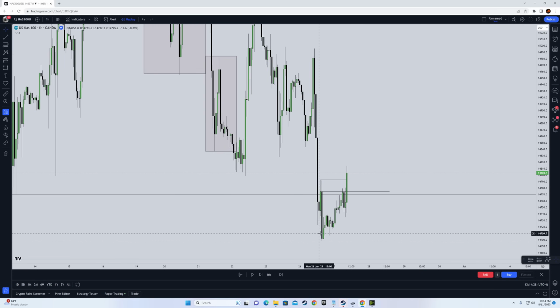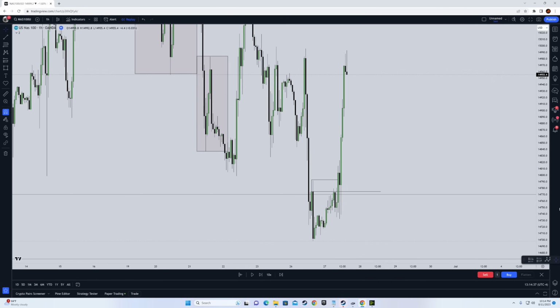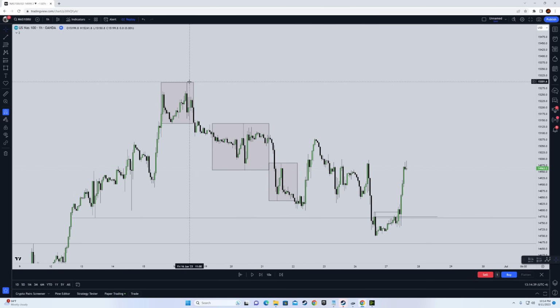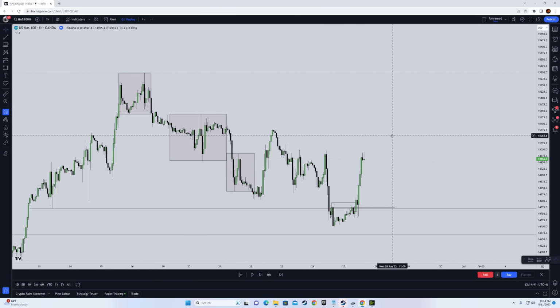So price comes back into the daily fair value gap. We have a market structure shift. So now this bearish candle is our order block. So this is going to be our low risk entry right here. Our take profit level is going to be this high, but I suggest you get out when 1 to 2 or 1 to 3 is hit.